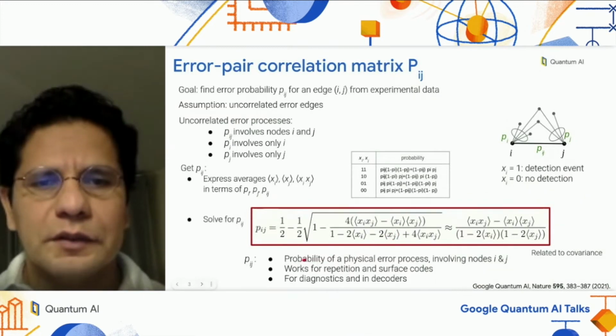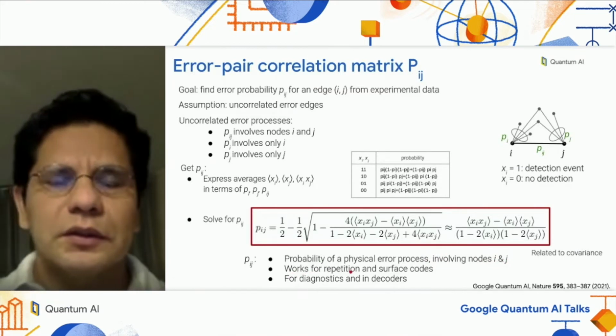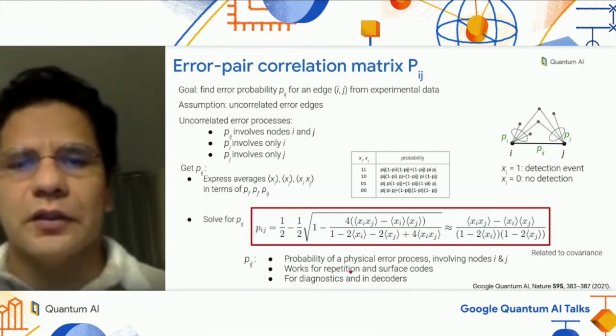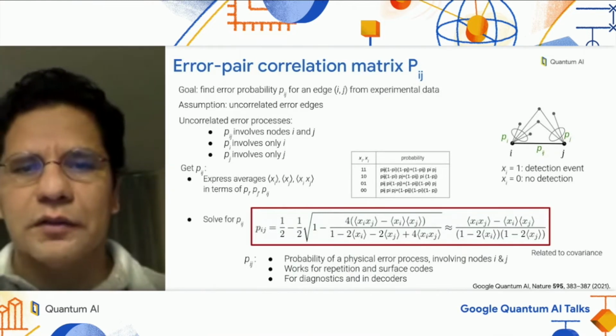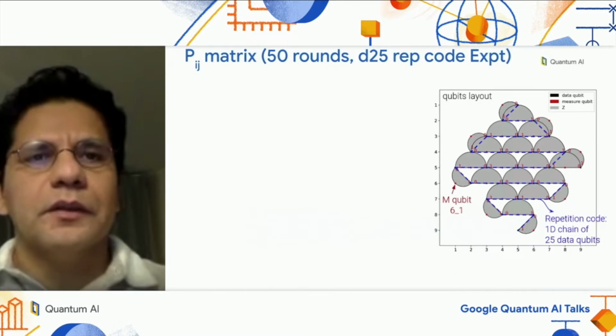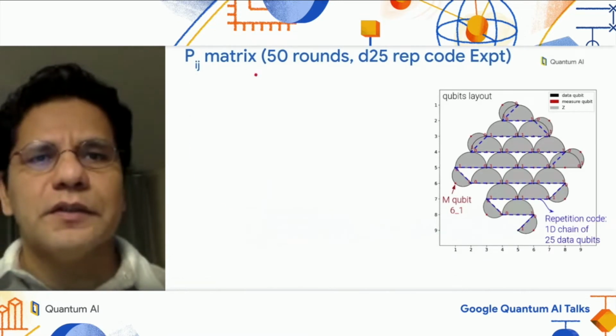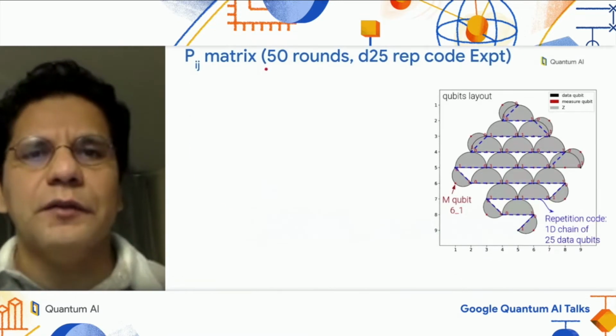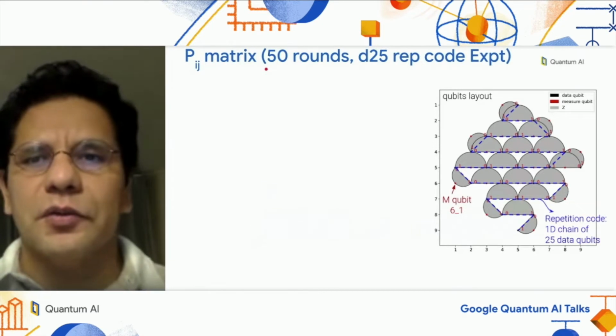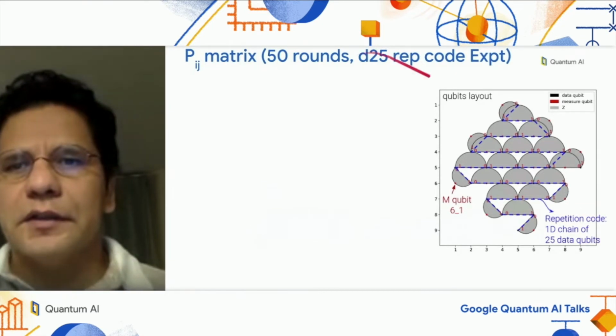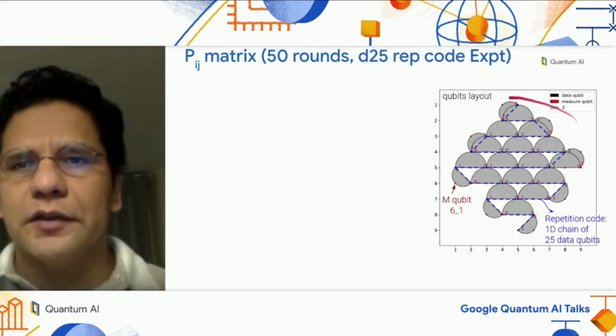Pij gives the probability of a physical error process involving these nodes i and j, works for repetition and surface code, and can be used for diagnostics and in decoders for the weights. To illustrate the Pij metric, I consider a 50 rounds distance 25 repetition code experiment. This is the qubit layout for this experiment.